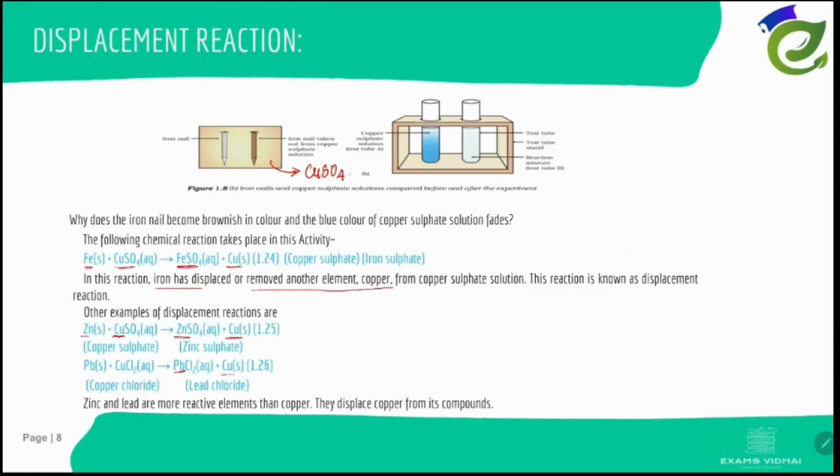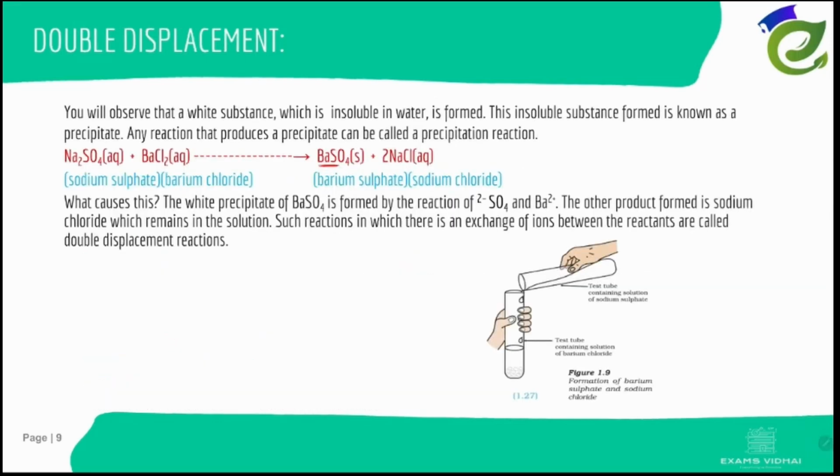In the earlier slide we saw iron displacing copper, so only one is getting displaced, but in this reaction sodium is being displaced by barium and barium is also being displaced by sodium. Therefore it is like an exchange reaction, they are both exchanging between them. If an exchange reaction takes place, that is known as a double displacement reaction. Here sodium sulfate is exchanging its sulfate ion with barium to form barium sulfate, and barium chloride is exchanging its chloride ions with sodium sulfate to form sodium chloride, and this barium sulfate shows the formation of precipitates.